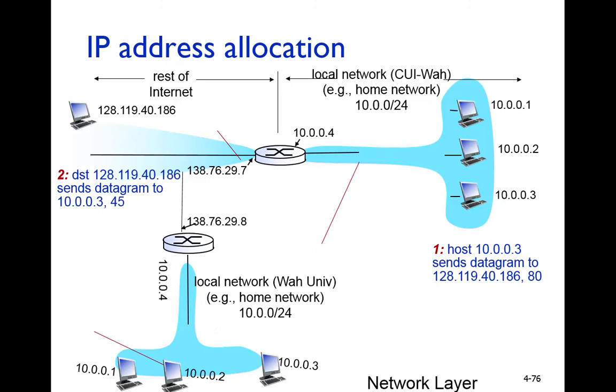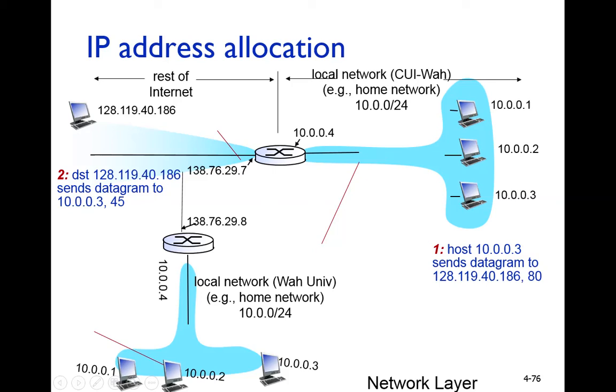Now in an organization, for example this CUI campus, if it wants to connect to the internet, it is connected through a router. This is the outgoing link. Basically, the organization gets a public IP address from the internet, and that public IP address is assigned to the outgoing link of its gateway. The gateway connects this network to the internet. This is the access link, and it will have a single public IP address, which will be unique throughout the internet.